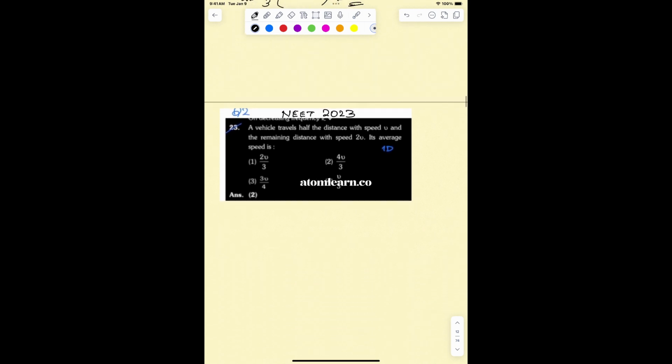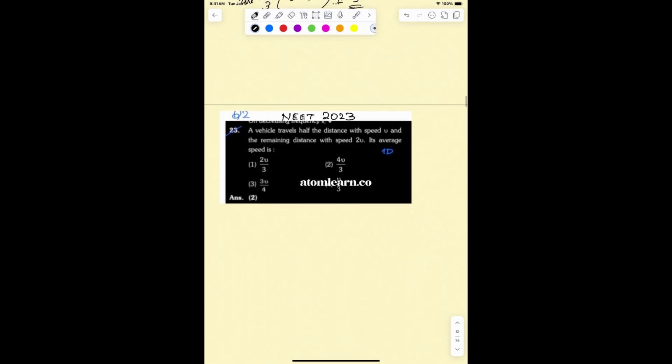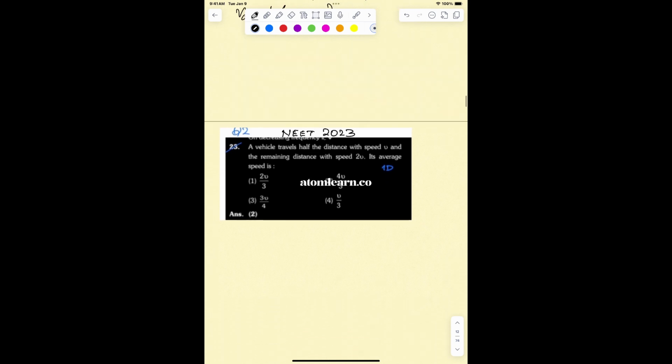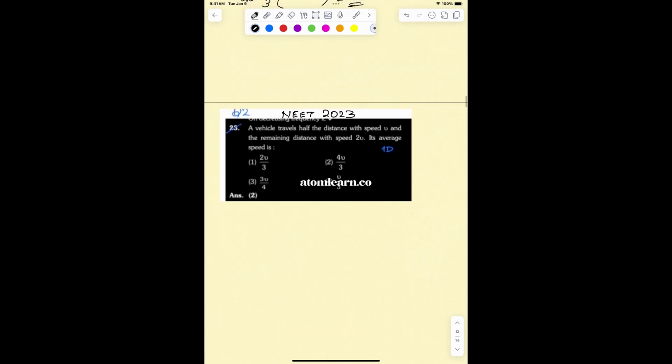Now, let's take the past asked questions of NEET 2023. This should be simple enough because you have done even some complicated mixed problems. Therefore, you should find them relatively simple. Let's do them fast. First of all, read the question. A vehicle travels half the distance with speed v and the remaining half with speed 2v. What is the average speed?